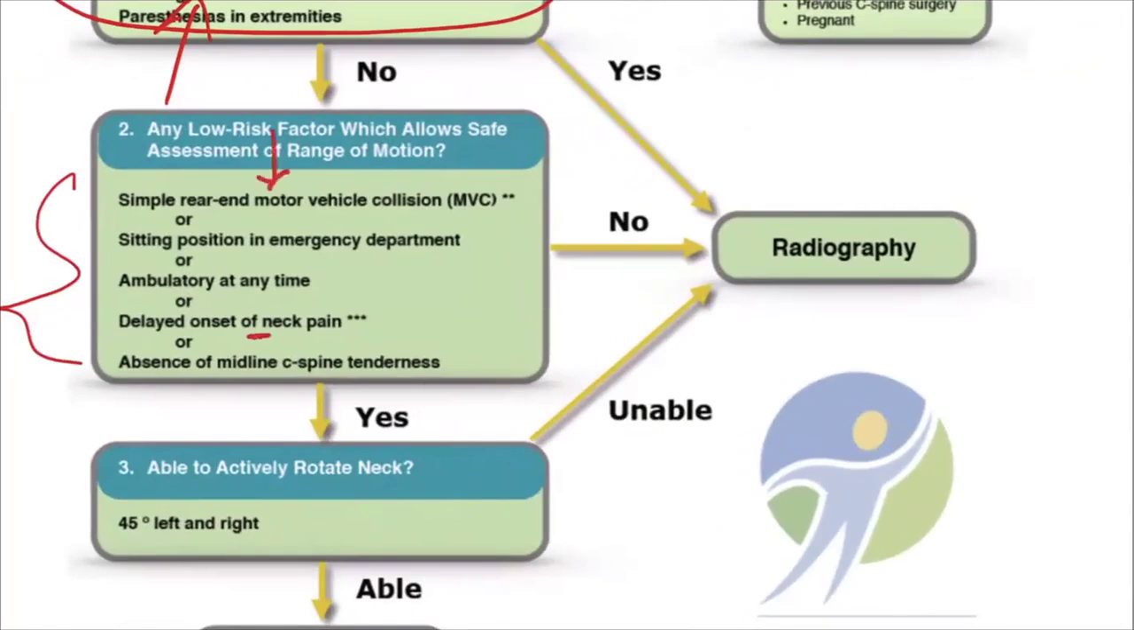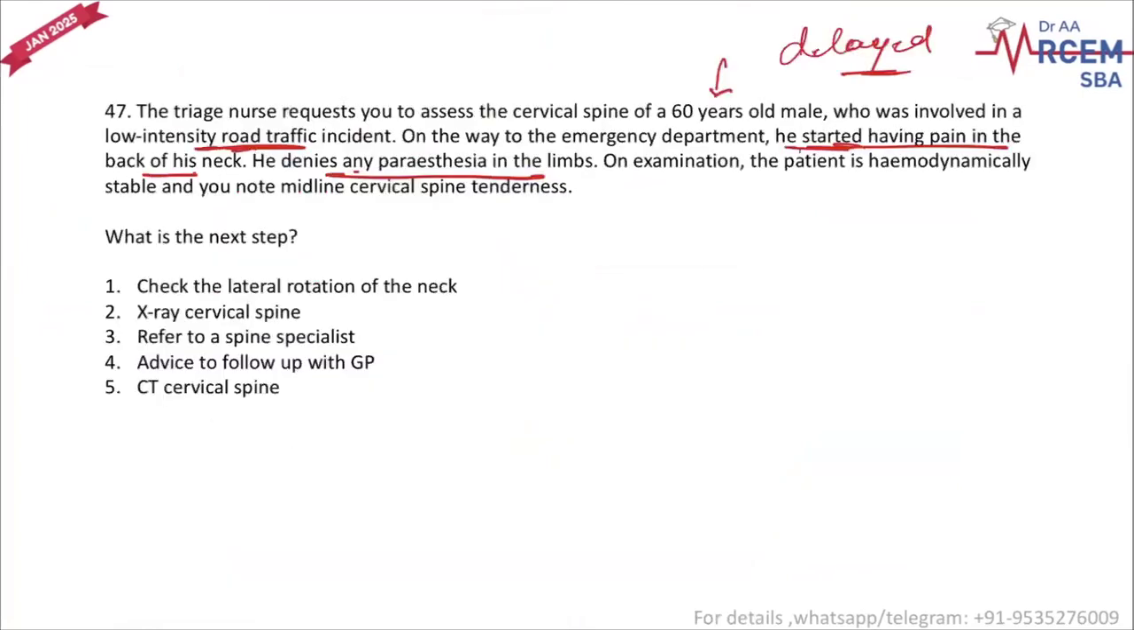Simple rear-end motor collision, yes, low intensity injury is present here. Two low risk factors are present. Midline cervical spine tenderness is also present. Doesn't matter whether midline cervical spine tenderness is present or not. I have at least one low risk factor, yes, present. Then you'll directly go ahead and check for the lateral rotation. So the right answer here is to check for the lateral rotation because at least one low risk factor is present.